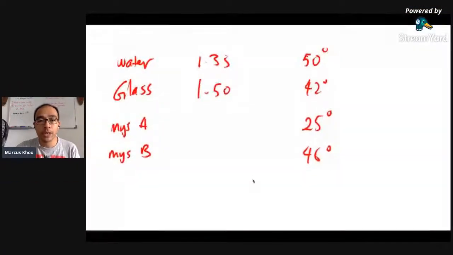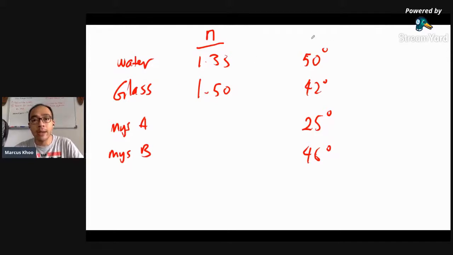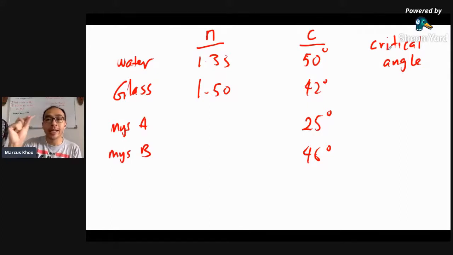So let's take a look at the data that we collected just now. We have water, where the refractive index is 1.33, and 1.50 for glass. And I'm going to give the letter for critical angle as angle C. C is for critical angle. In Bahasa Melayu it is called sudut genting. It is very critical, the critical point, because after the critical angle, everything changes. No more refraction. Everything is totally internally reflected.